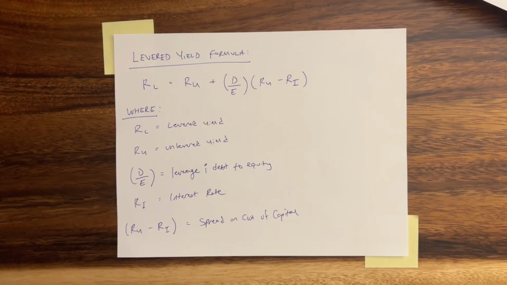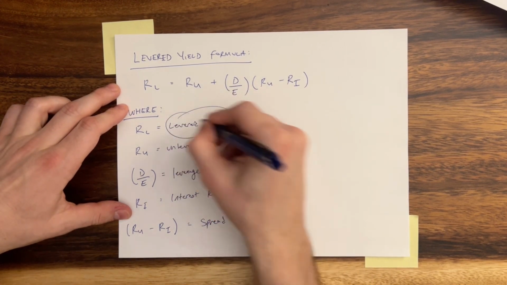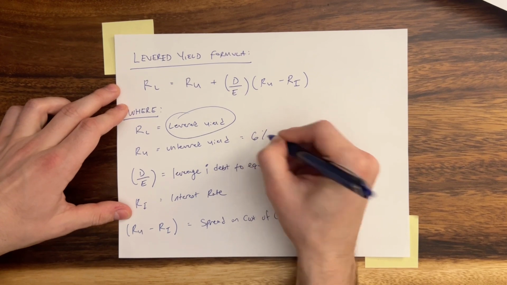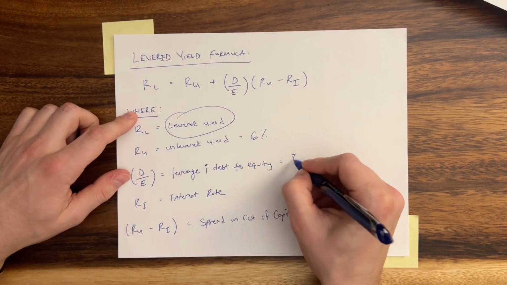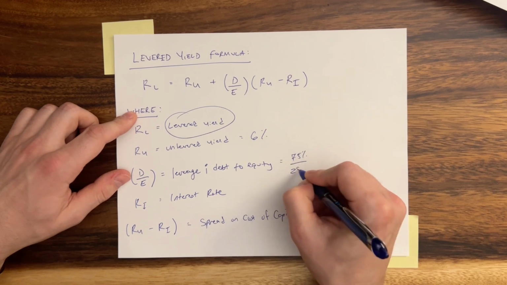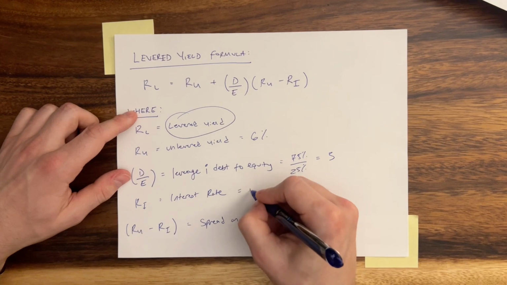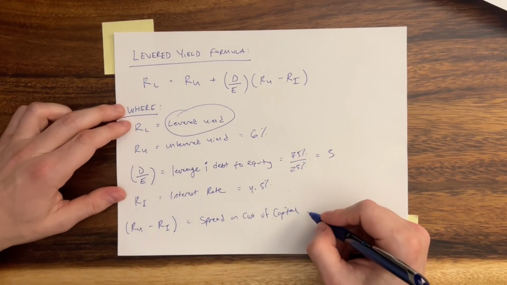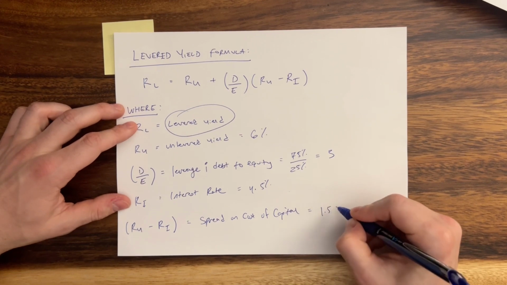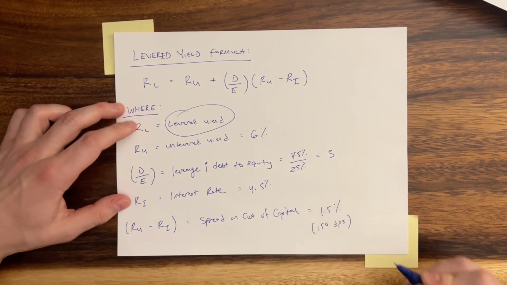So looking back to the original example, we're solving for our levered yield. Our unlevered yield or cap rate was 6%. Our debt to equity, 75% to 25%, or 3. Our interest rate, 4.5%, and our spread on cost of capital, 1.5%, or 150 bips.